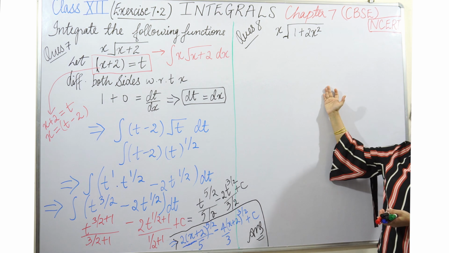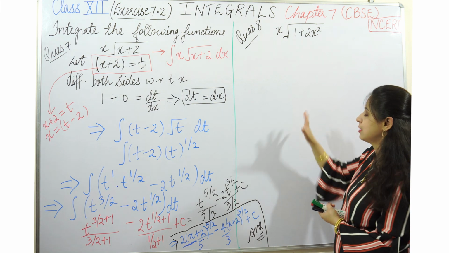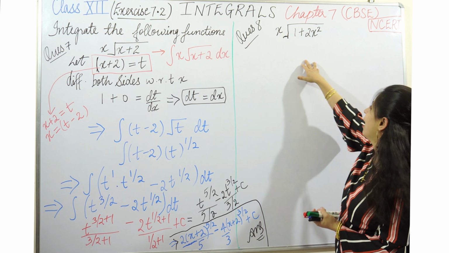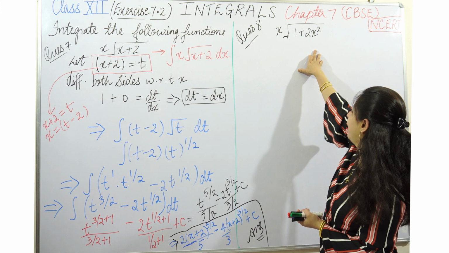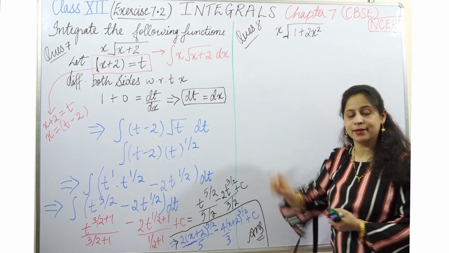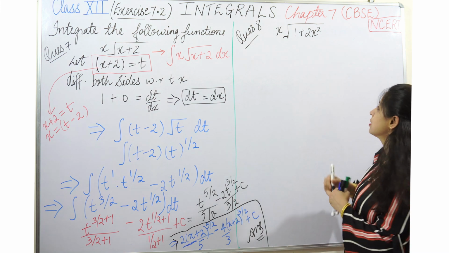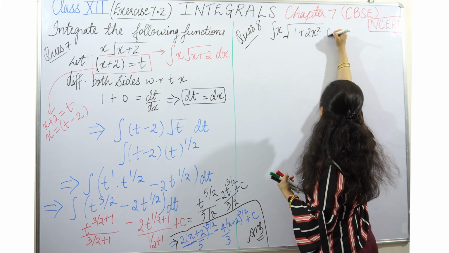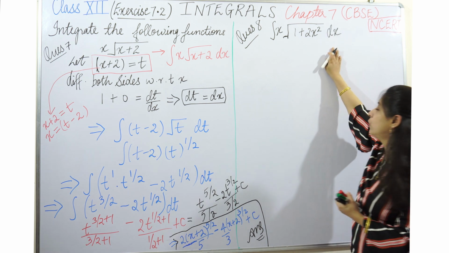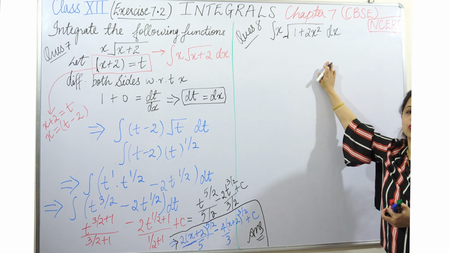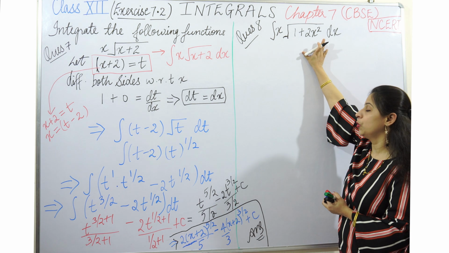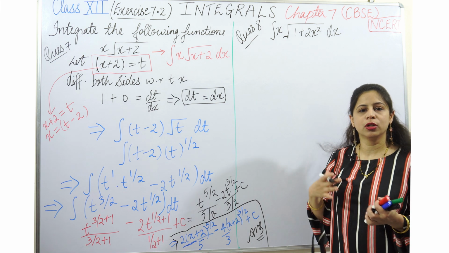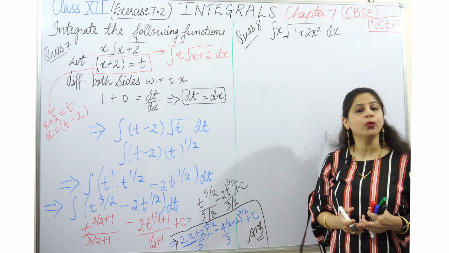In question number 8 also we will be applying the same concept, the method of substitution. Here we have under root 1 plus x square multiplied by x as our function. So this is in terms of x, and we need to integrate with respect to x. When we convert this, we substitute it with another variable like t, so the dx should also be substituted to dt.